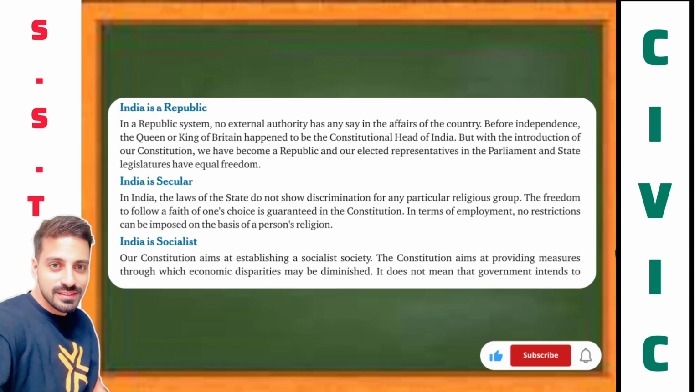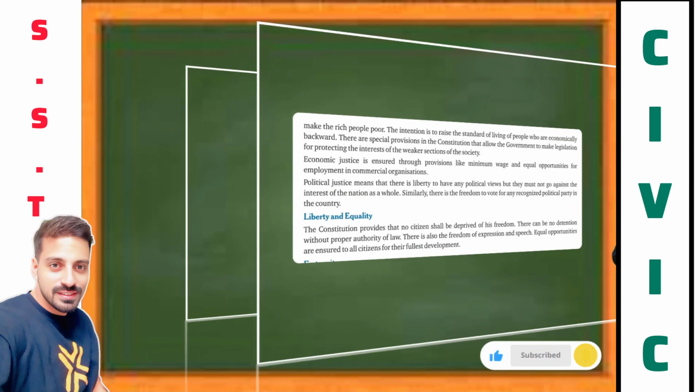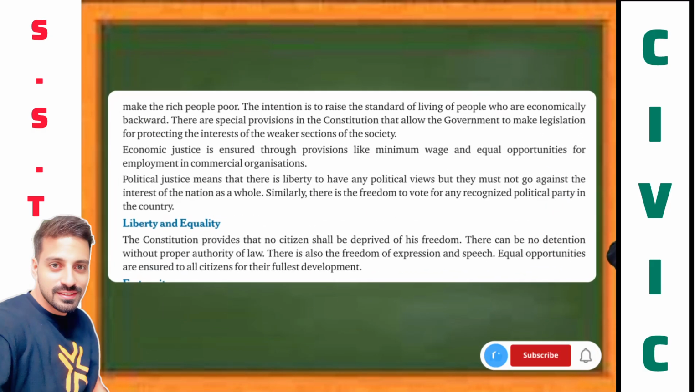India is socialist. Our Constitution aims at establishing a socialist society. The Constitution aims at providing measures through which economic disparities may be diminished. It does not mean that the government intends to make the rich people poor. The intention is to raise the standard of living of the people who are economically backward.